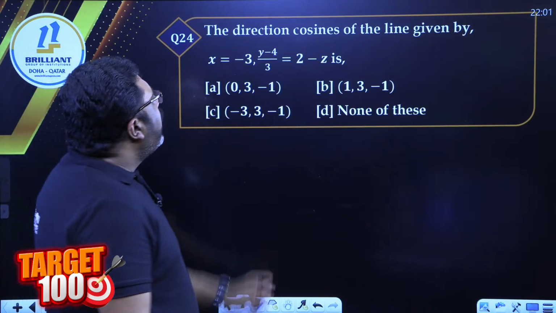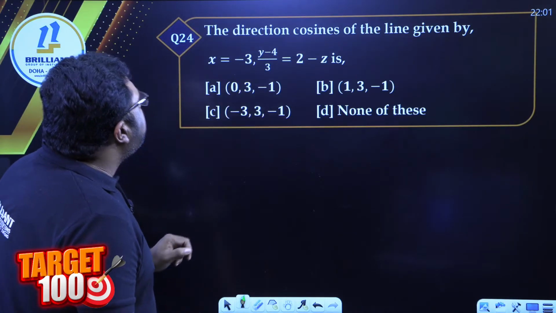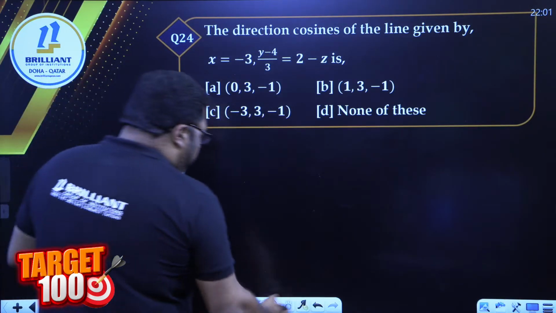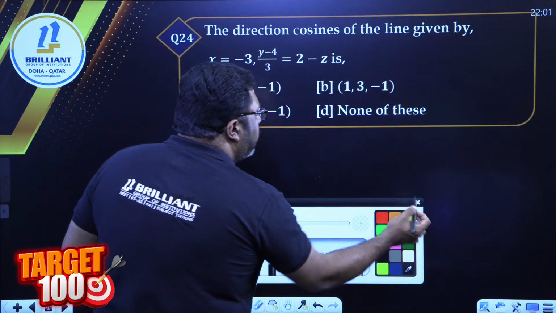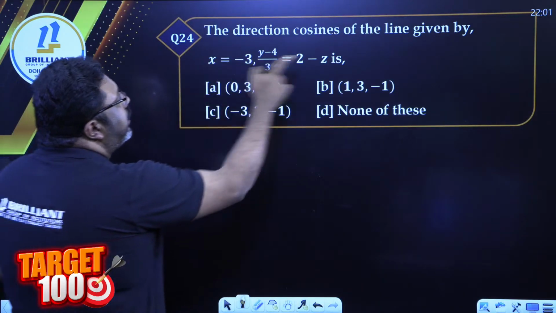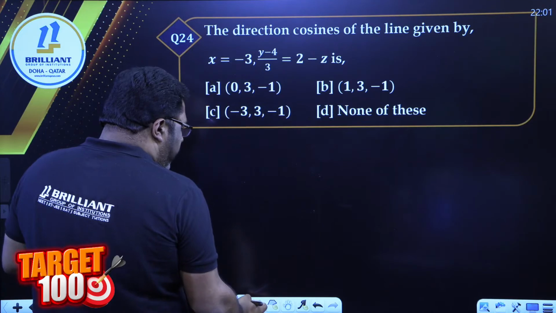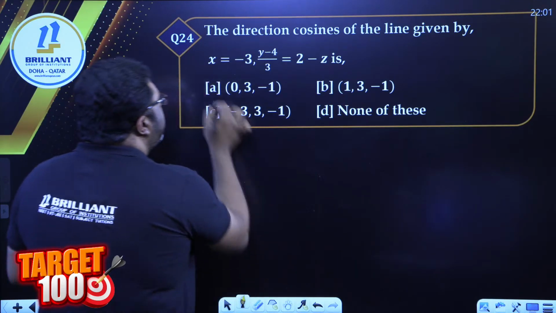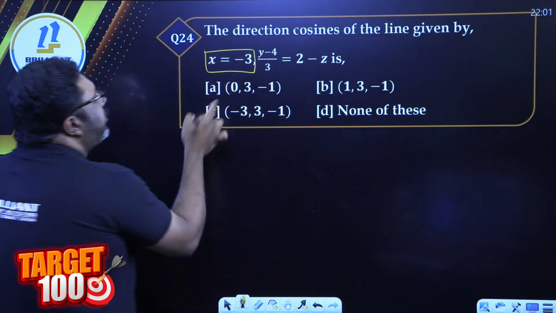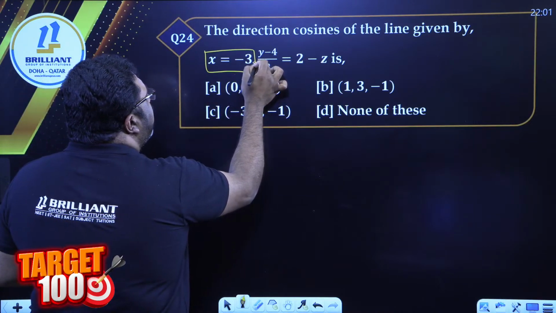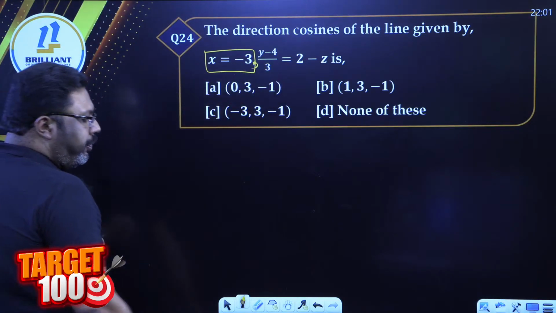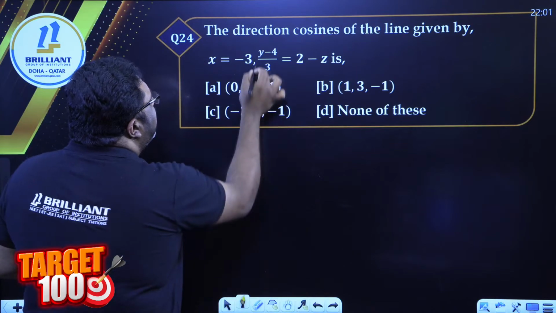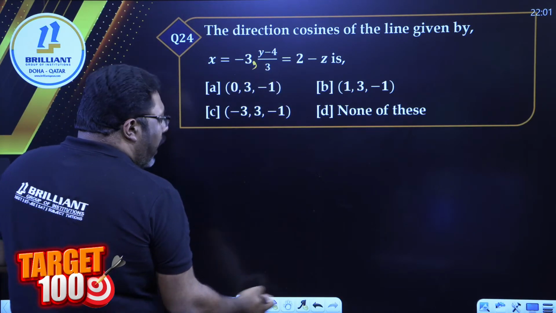Question number 24. Find the direction cosines of this line. How do you find the direction cosine? It's not in the standard form. I want everybody to be careful with the first part of the equation. The intention of putting this is, they have given you that the first part is separated by a comma. So please be careful with it.